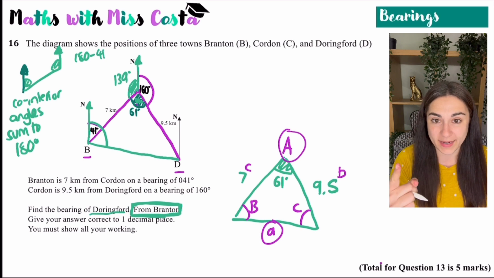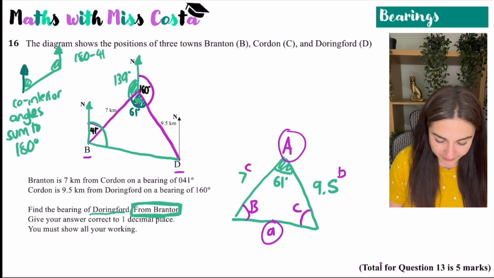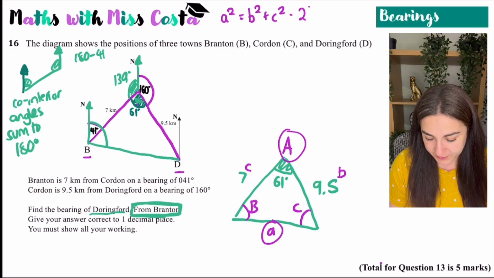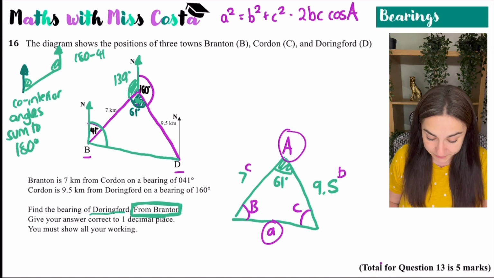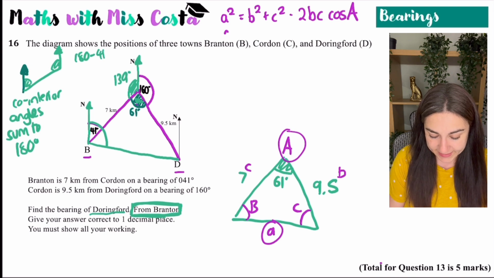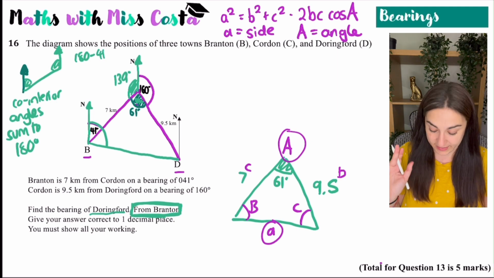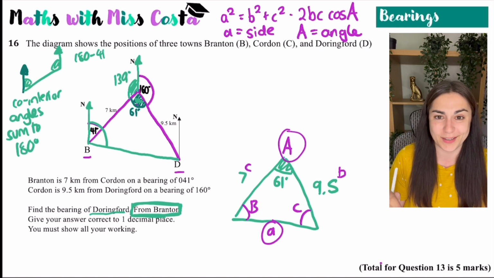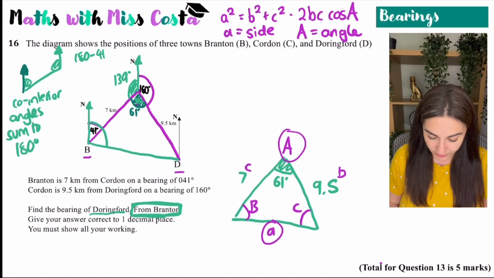So if you only have one angle and its corresponding side, then you're most likely going to use the cosine rule. The cosine rule is a squared equals b squared plus c squared minus 2bc cos A. It's also on your formula sheet though, so you don't need to worry about memorising it. All this means is a little letter represents a side, and a big letter represents an angle. You can label your triangle however you want. If they've labelled the triangle A, B, and C, but you want a different angle to be A, that's absolutely fine. Cross out what they've written and relabel it the way you want to.